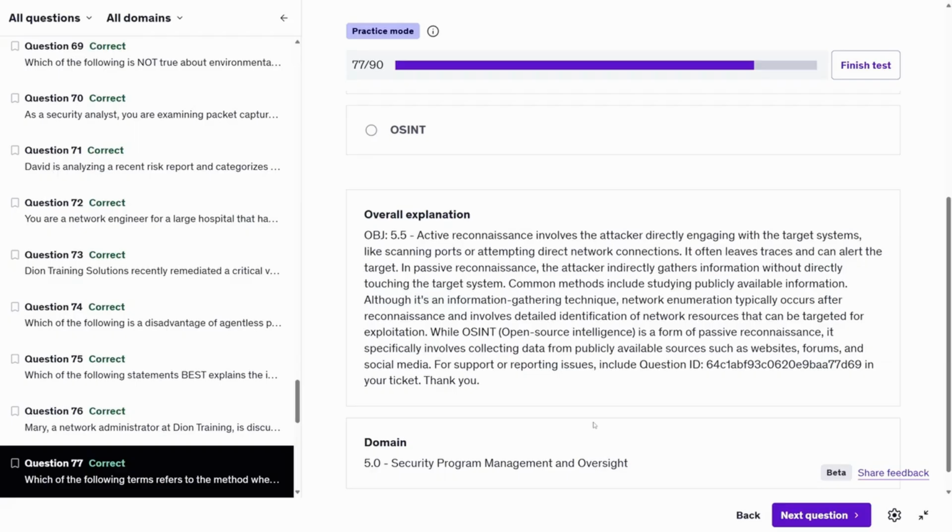In passive reconnaissance, the attacker indirectly gathers information without touching the target system. Common methods include studying publicly available information. Although it's an information gathering technique, network enumeration typically occurs after reconnaissance and involves detailed identification of network resources that can be targeted for exploitation. While open source intelligence is a form of passive reconnaissance, it specifically involves collecting data from publicly available resources such as websites, forums, and social media.